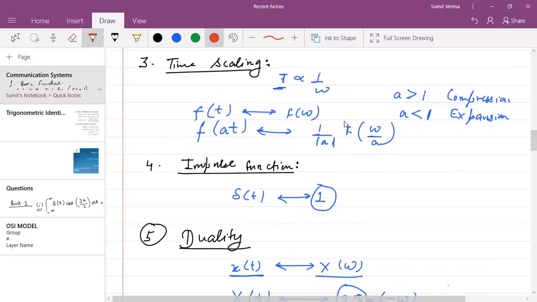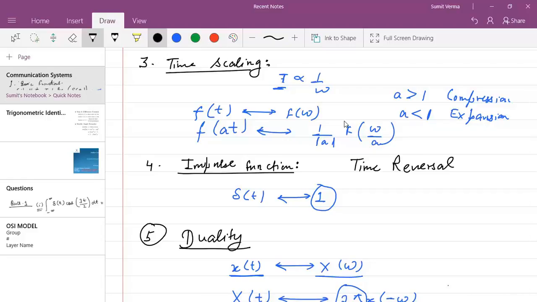Using the time scaling property, I can define another result here, time reversal. No difference. Basically, the value of a that I am putting is -1. This becomes f of minus t. If I use the same property here, small a becomes 1, so it doesn't matter. So F of omega by a becomes F of minus omega. So inversion in the time domain also gives you an inversion in the frequency domain. That is the time reversal property. You can conclude that from the time scaling property itself.